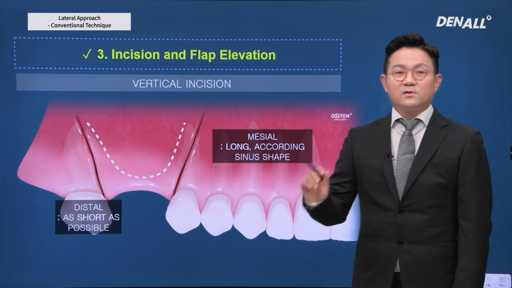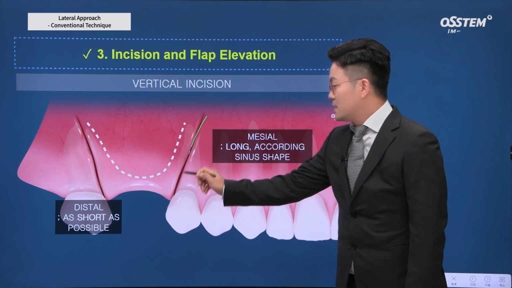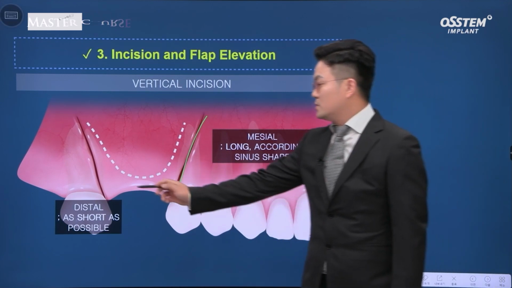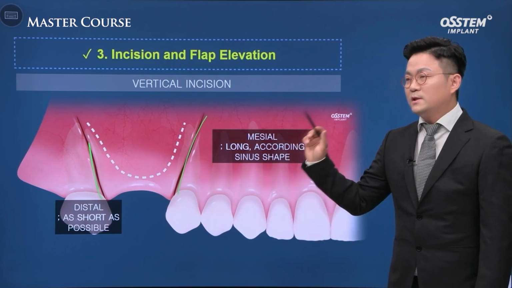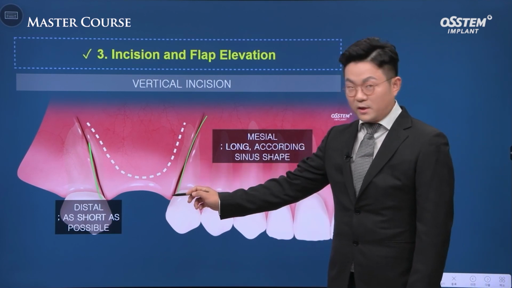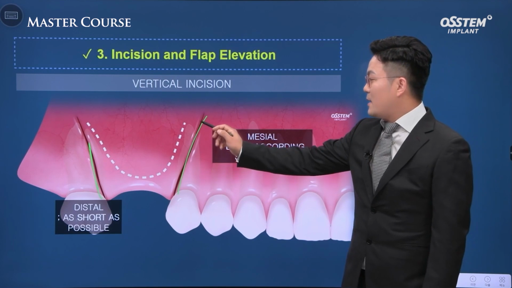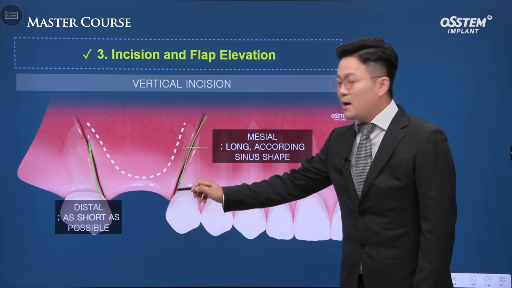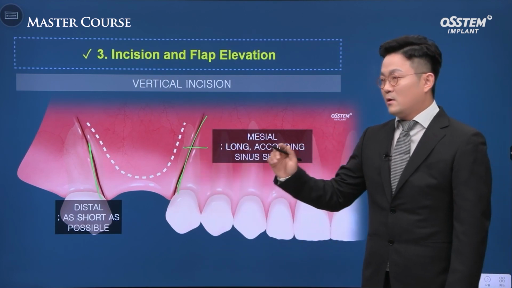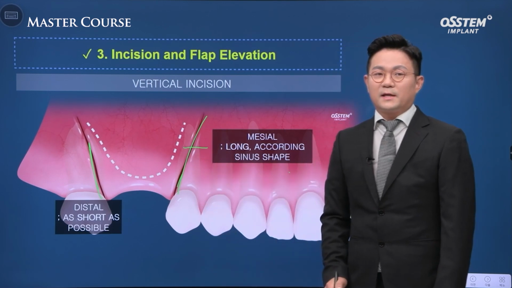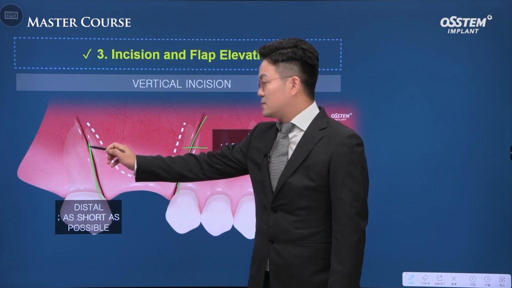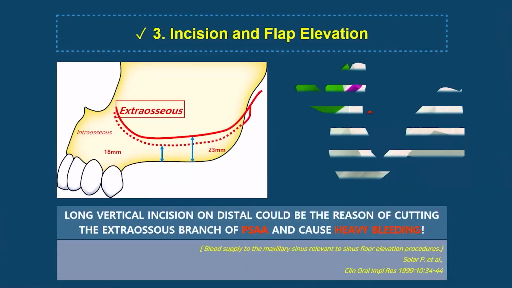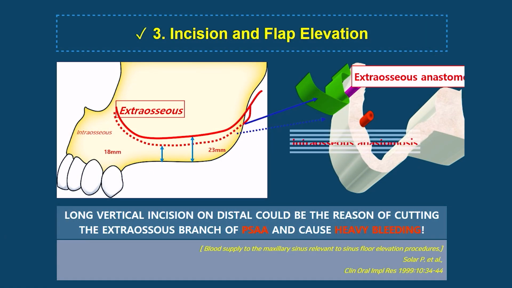And then you use vertical incision. On the mesial, you have to go long. On the distal side, it's better to keep it short. Of course, if it's too short, or the vertical incision margin on the upper side is only low on the mucogingival side, the flap will not be fully elevated. But you should not go too long on the distal side. This is very important. This is because of the blood vessels.